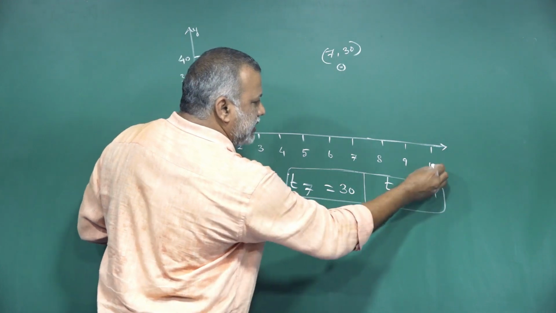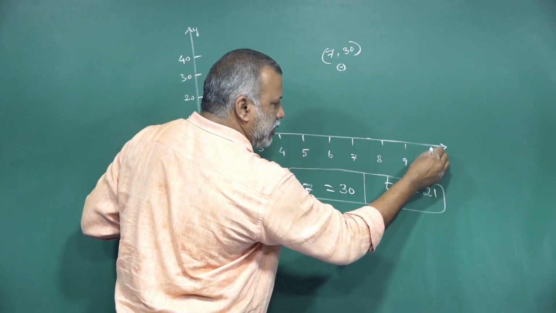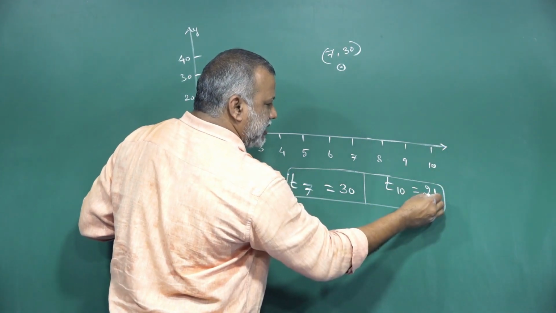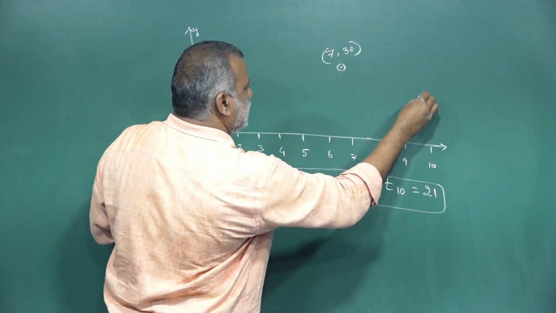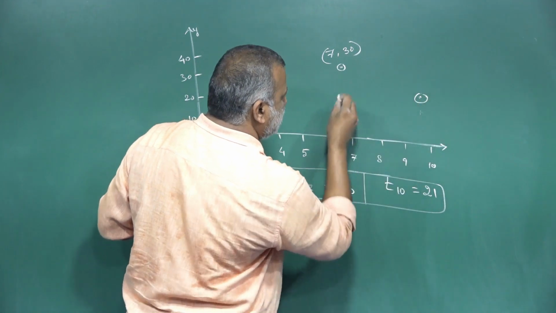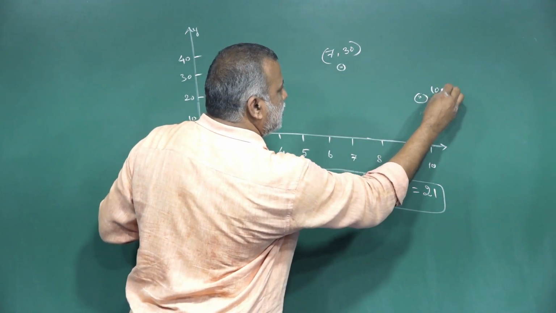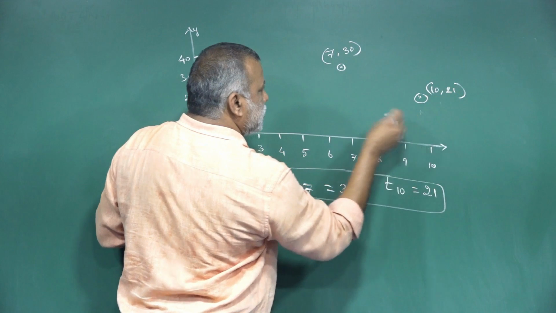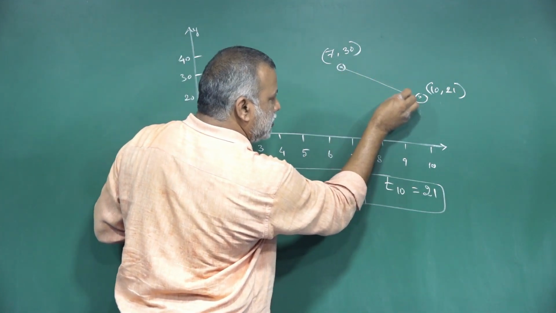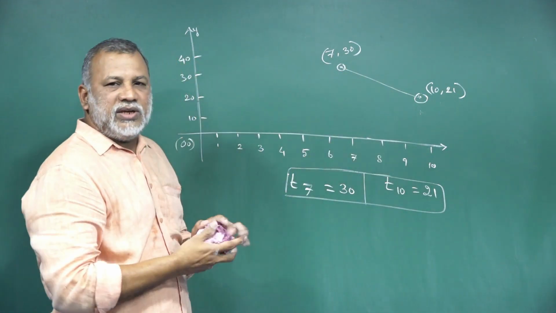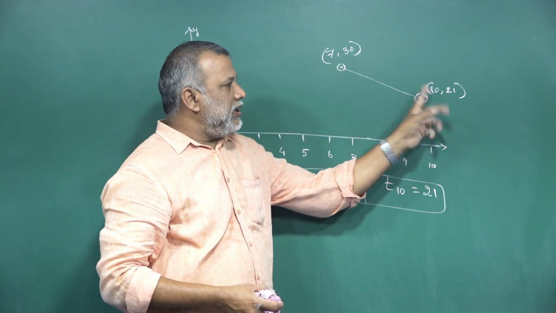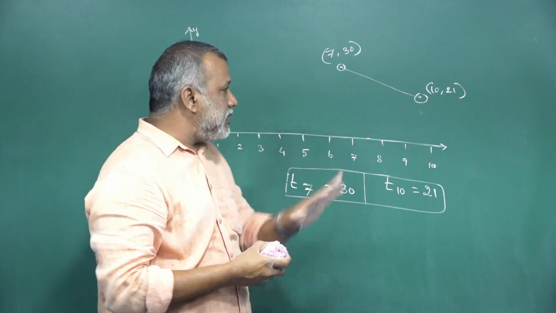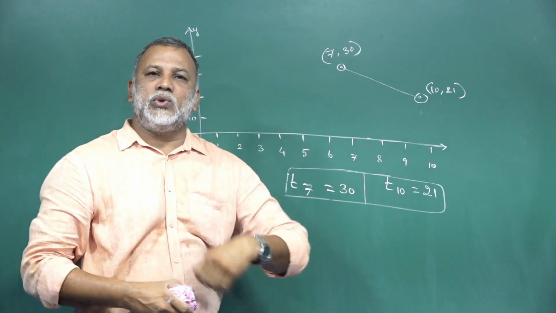Another one, T10. See here, the 10th term. That means the 10th term denotes 21. See here 20, so I can take it here. This is the point (10, 21). So we have to find the equation of the line joining (7, 30) and (10, 21). So dear students, this is the concept we have to select.